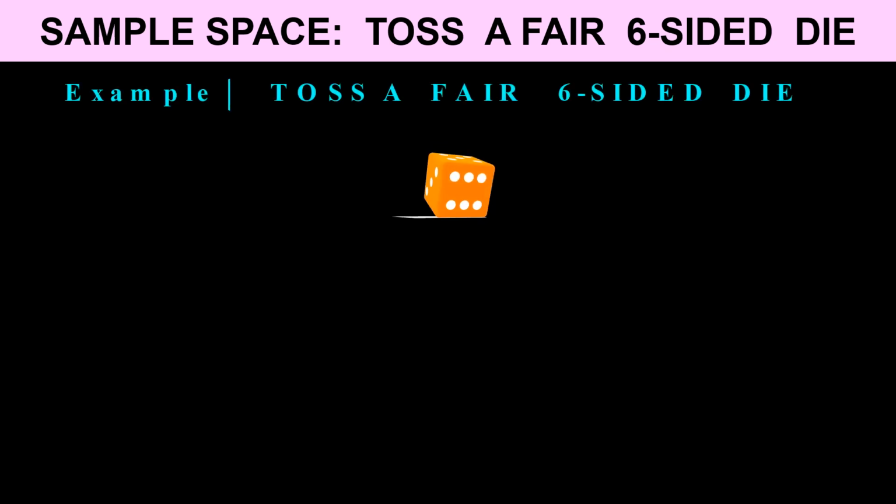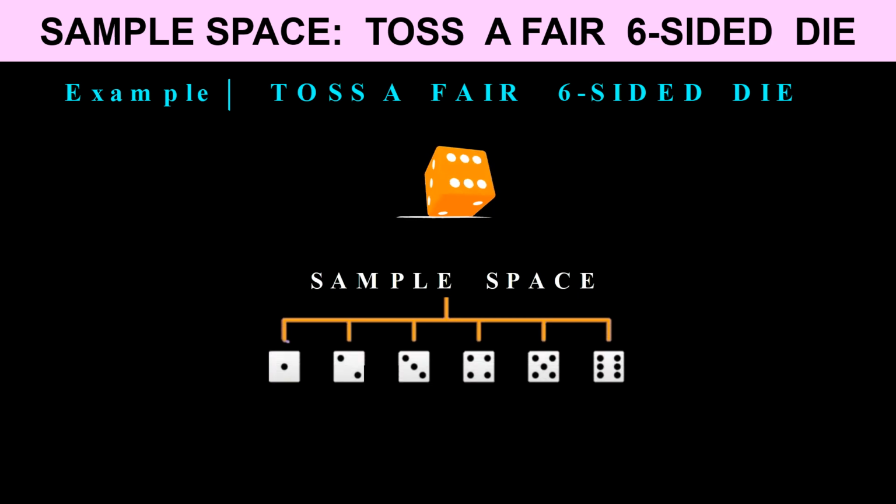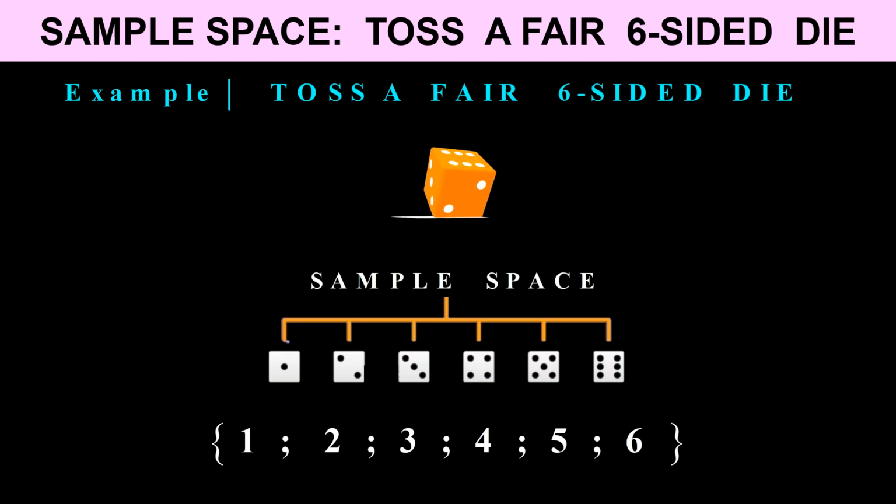Okay. Now let's consider the sample space if we toss a fair six-sided die, right? So it's a die with six sides. There's the die there. You can see there's six sides, a 1, a 2, a 3, a 4, a 5, and a 6. And what will the sample space be? It can be a 1, a 2, a 3, a 4, a 5, and a 6. So that's my sample space.